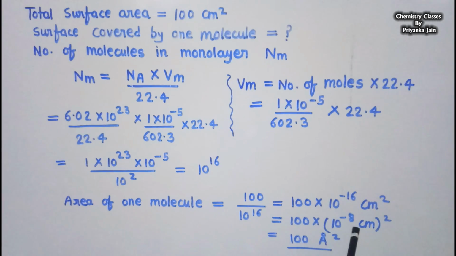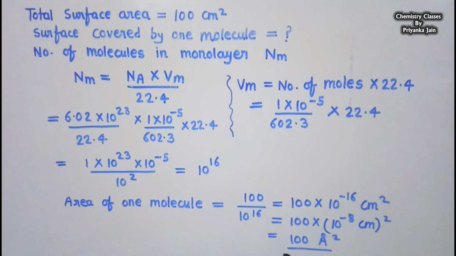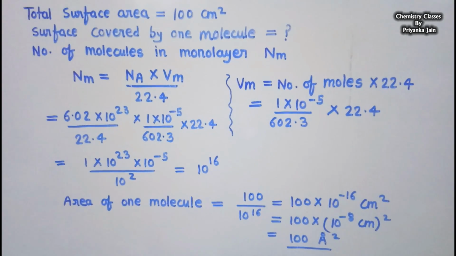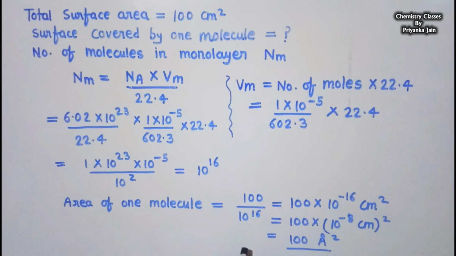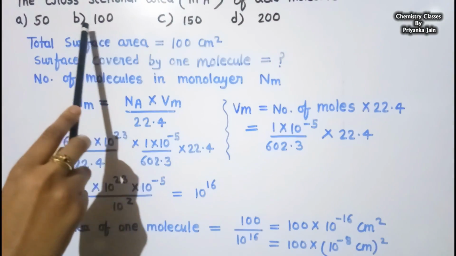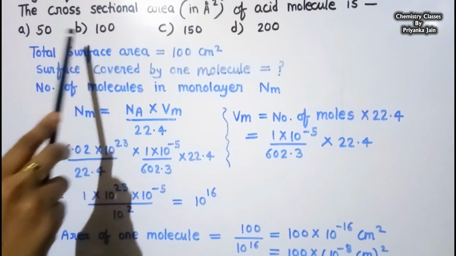And we have to find the answer in angstrom square. So this 10^-8 centimeter is equal to one angstrom, and the answer becomes 100 angstrom square. This is our right answer. So option number B, that is 100, is the right answer.